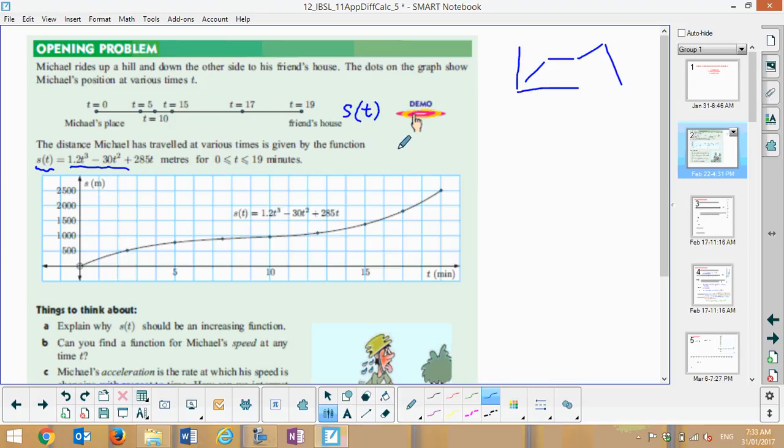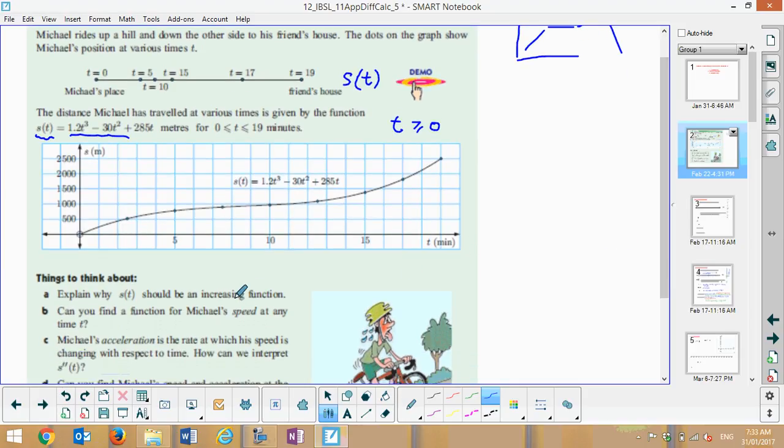Note, in any of your kinematics, your time is always going to be greater than or equal to 0. We don't talk negative time unless you try to predict where they were before, but generally time is greater than or equal to 0. Your graph starts here. And so in this example, we want to look at why this is an increasing function. We've talked about the concept of increasing before. Why is it always going up? That's because he's going further away from his house to his friend's house.